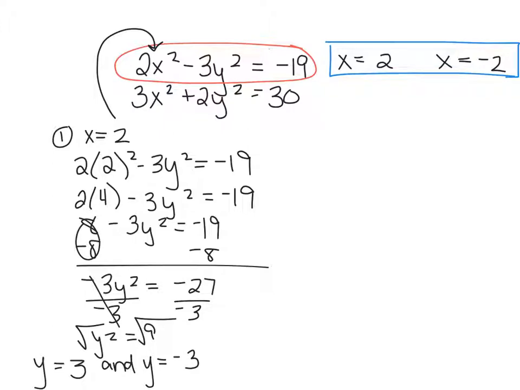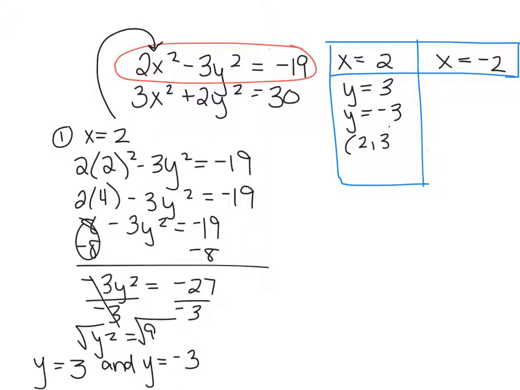Now what does that mean? That means that when I plugged in an x equaling 2, I got y equals 3 and y equals negative 3. So that gives me two ordered pair solutions. My first ordered pair solution is (2, 3). And then the second is (2, negative 3). So here I have two solutions.